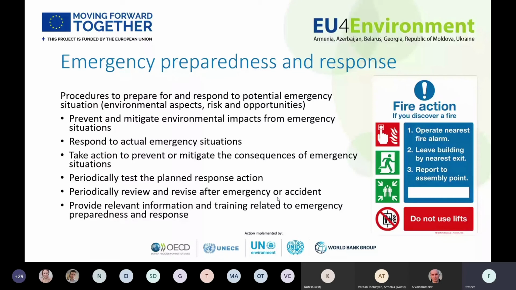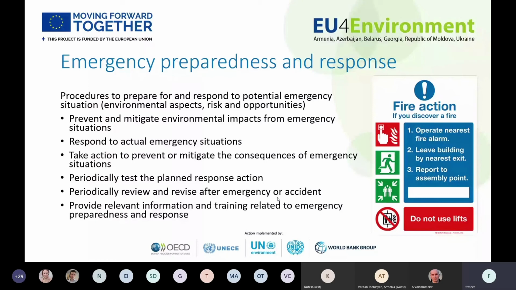The procedures must regulate, must control the response to this situation. So it must regulate who is to be informed, who will be the first responders inside the company, what will they do? Do they have measures to fight the fire, like fire extinguishers? Do they have means to collect any spills and so on? Just to name a few examples.